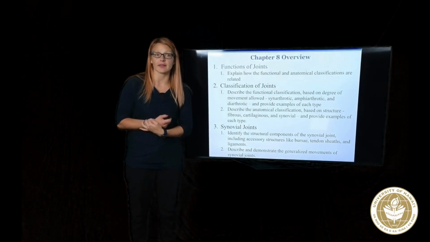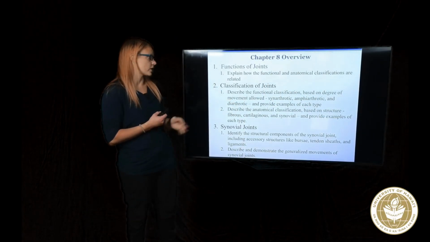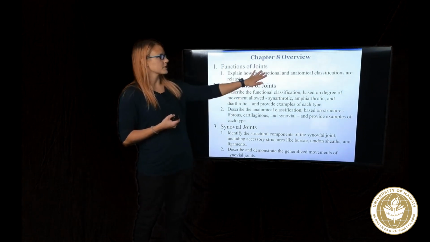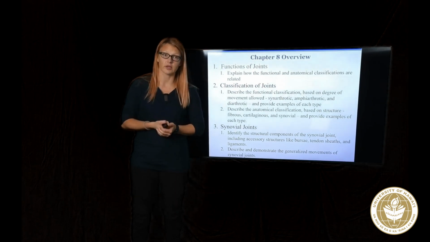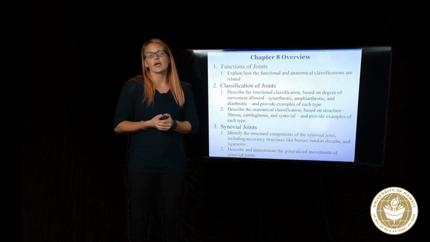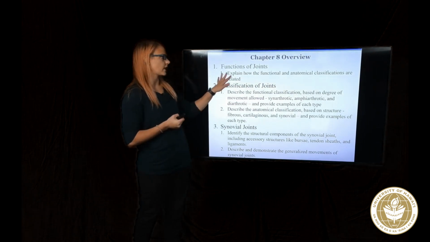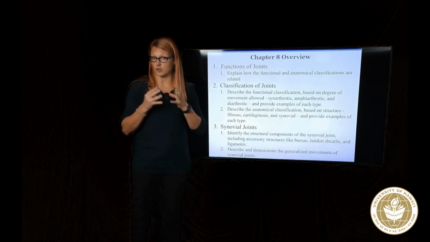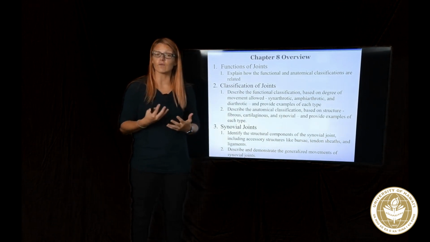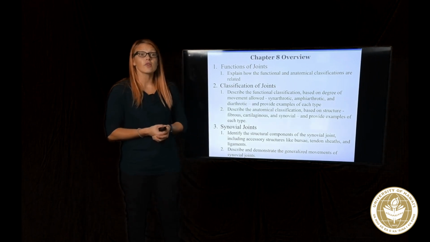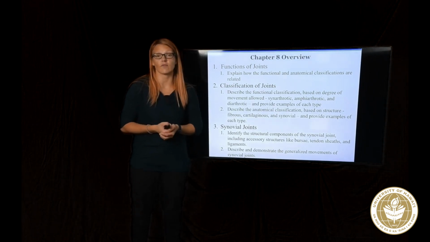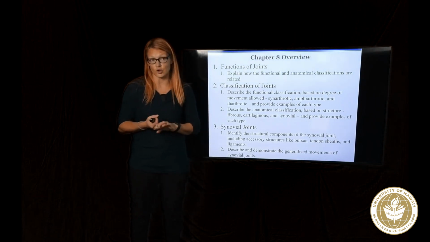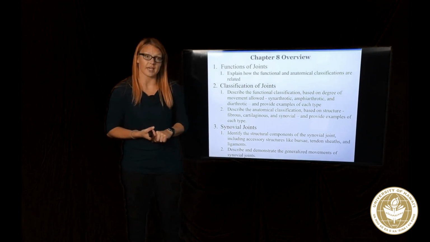For this Chapter 8 lecture, we're going to be talking about the functions of joints. We're going to explain how the functional and anatomical classifications are related, which is essentially, if we look at the different classifications, we can either look at what they're made of, or we can look at how much they move, whether they don't move at all or whether they move a lot. That's one of the first things that we're going to go through in this lecture. Then we're going to describe the anatomical classifications. That's what they're made of. That's whether they're fibrous, cartilaginous, or synovial joints. And then we're going to go over some examples of each.